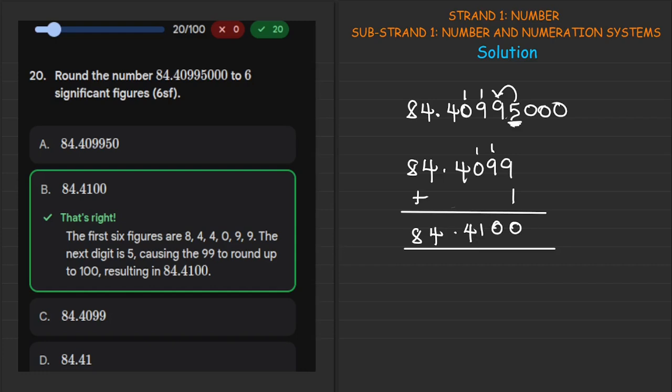I would expect you to take a break so that we continue from question number 21. Take a break, stretch, and then freshen up a bit.